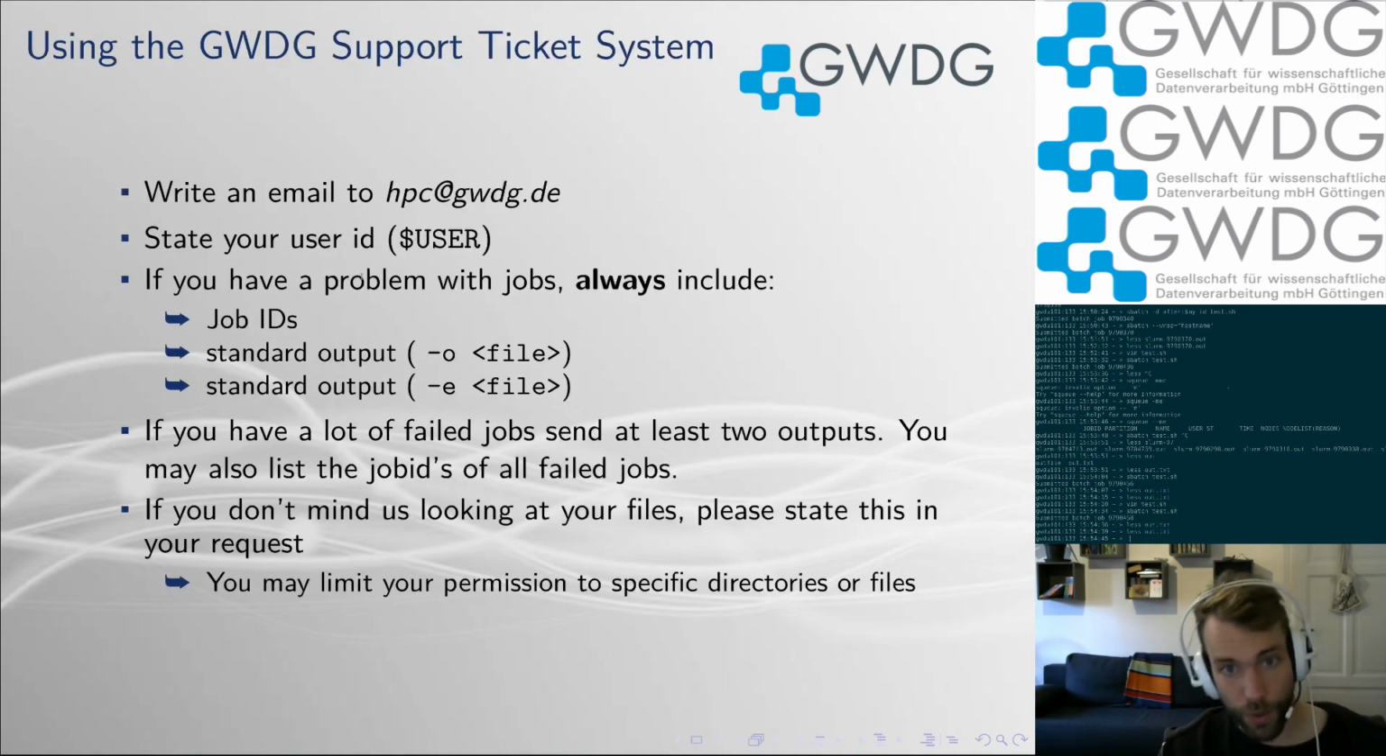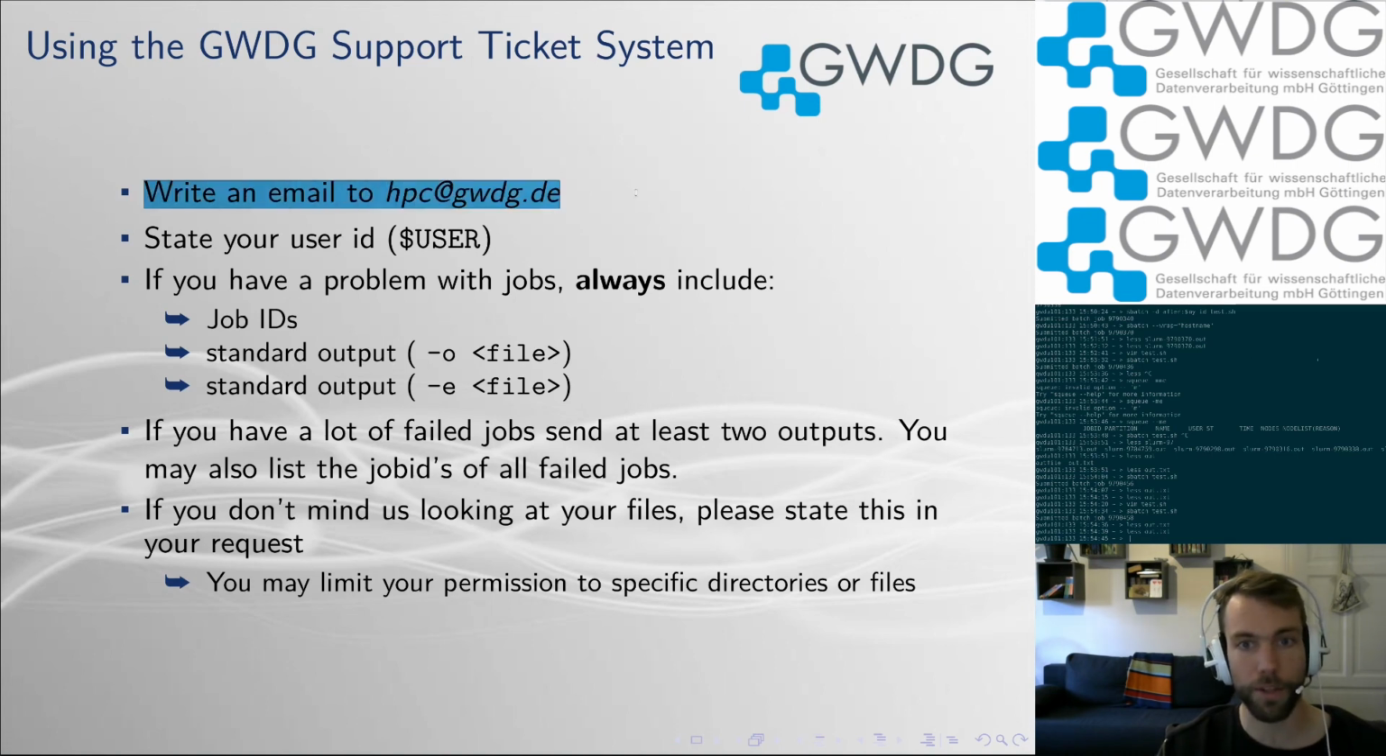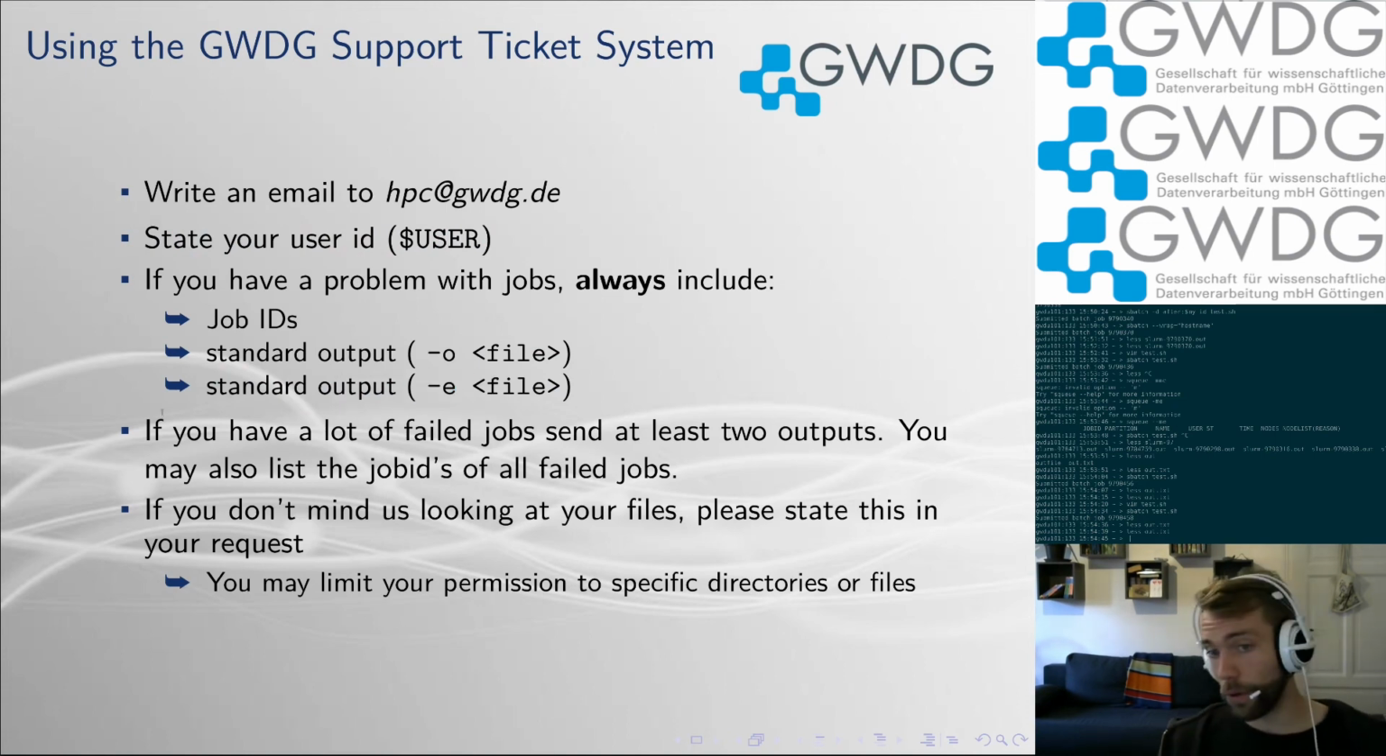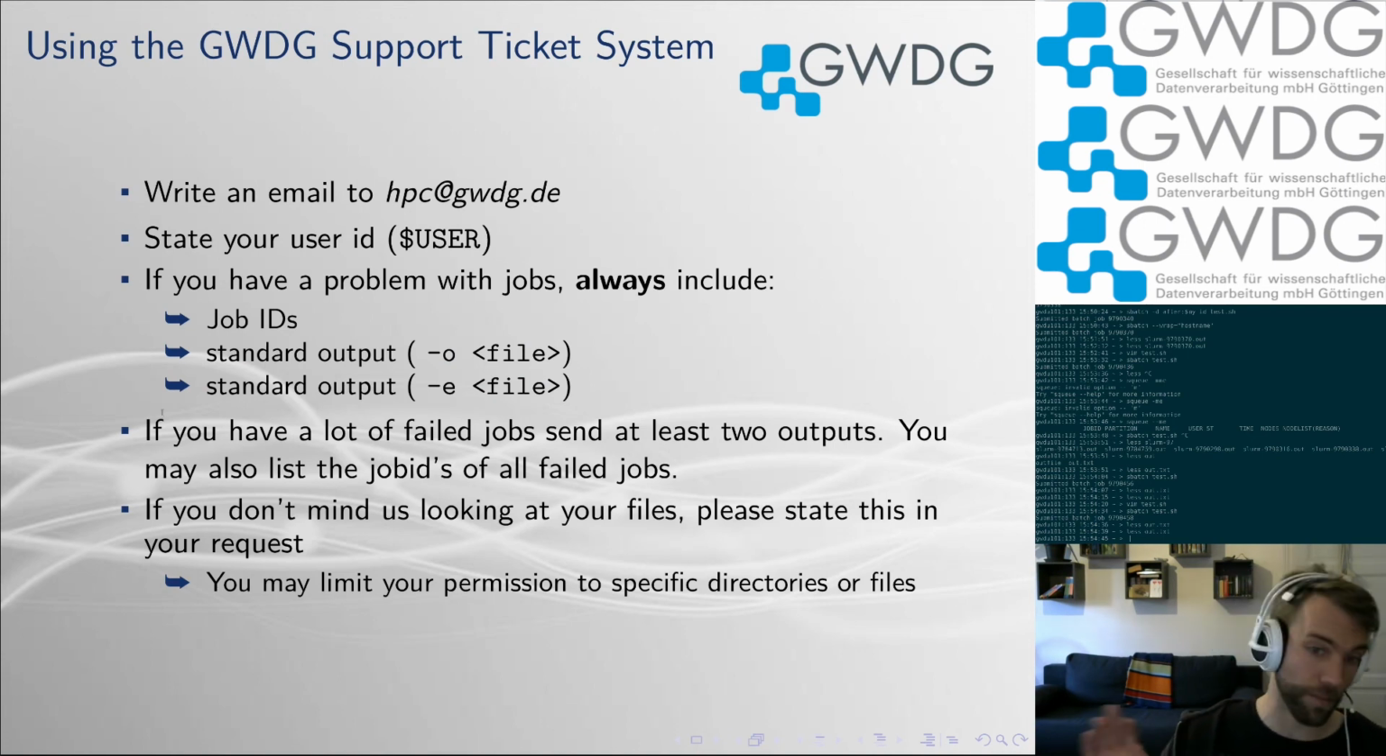And how do you open a ticket? You just write an email to hpc@gwdg.de. Please include your user ID, because it's easier for us. If you have any problems with specific jobs, include the job IDs and hopefully also the standard output and standard error. If your whole job array failed, please at least give us 2 outputs that are representative, like one failed job and one job that succeeded.